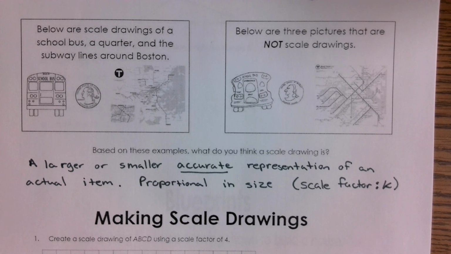That means if I take an item and I multiply every single one of its dimensions by a factor of K, then it's going to create a proportional shape. Okay, something that is an accurate representation. It looks exactly the same thing, but it's on a smaller scale or a larger scale. Okay, we use these often, especially when you have things like maps.